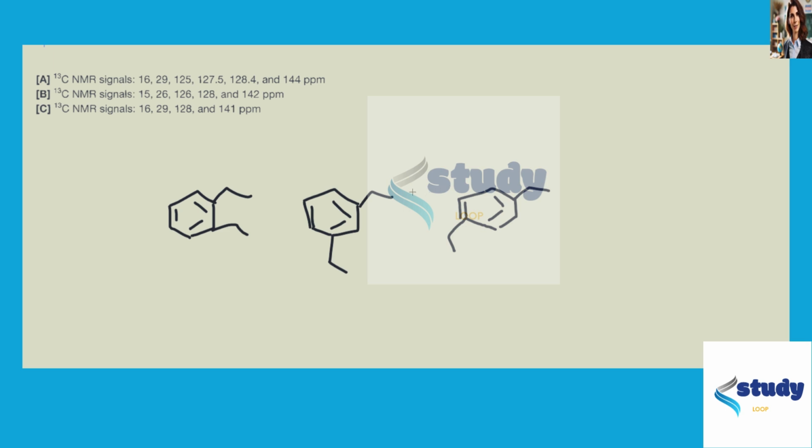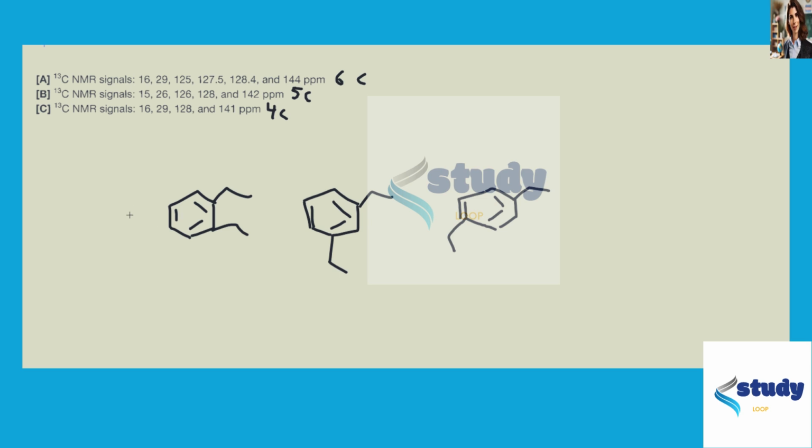So now let's determine the different types of carbons in each one of these and then compare it to the spectral data here. So in A, we see we have 6 carbon types. In B, we have 5 carbon types. And in C, we have 4 carbon types. So let's keep that in mind while we analyze this information.